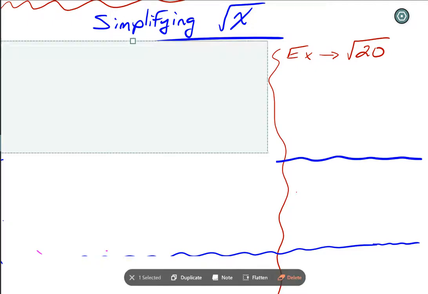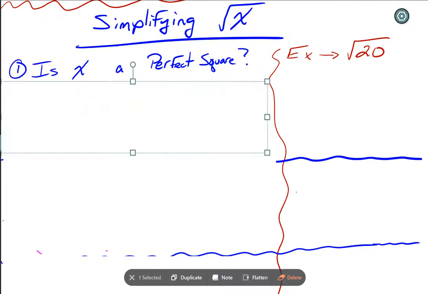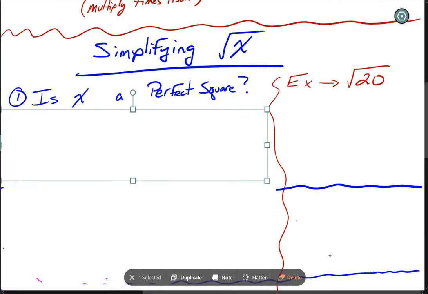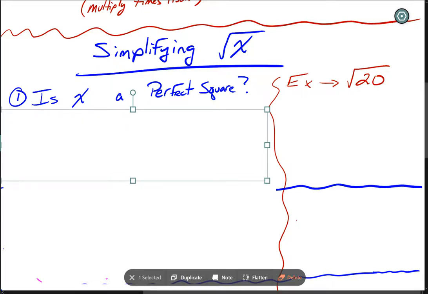Okay, your first step is to ask yourself a question. I'm going to talk about simplifying the square root of x, some number underneath there. So I'm going to be referring to x, and I'm talking about the number underneath the square root sign, right? So my first question I want you to ask yourself is: is x a perfect square?